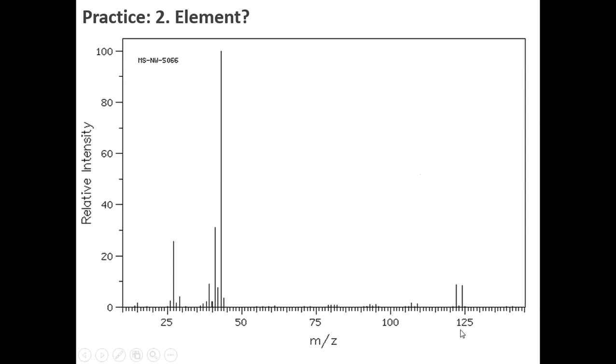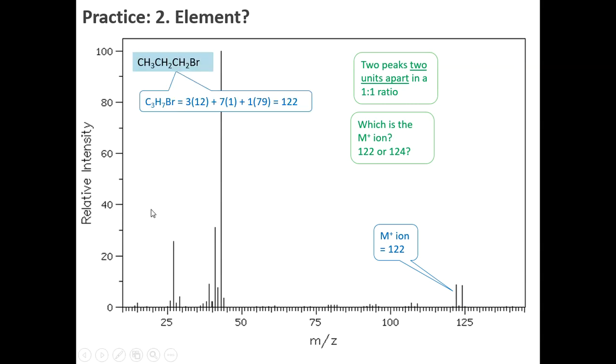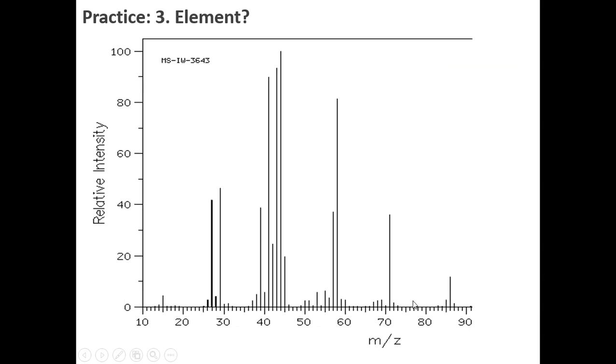Here's another one. You can quite clearly see that 1:1 ratio, 2 units apart. So we know that bromine is present and not chlorine, because it's not in a 3:1 ratio. We also know that the molecular ion is the lower one because it's the more abundant one. So it's 122. Don't say the molecular mass is 124, that'll be wrong. And that happens to be our compound over here. So bromine is present, not nitrogen, because it is not an odd number for the molecular ion peak, and not chlorine because it's not in the 3:1 ratio.